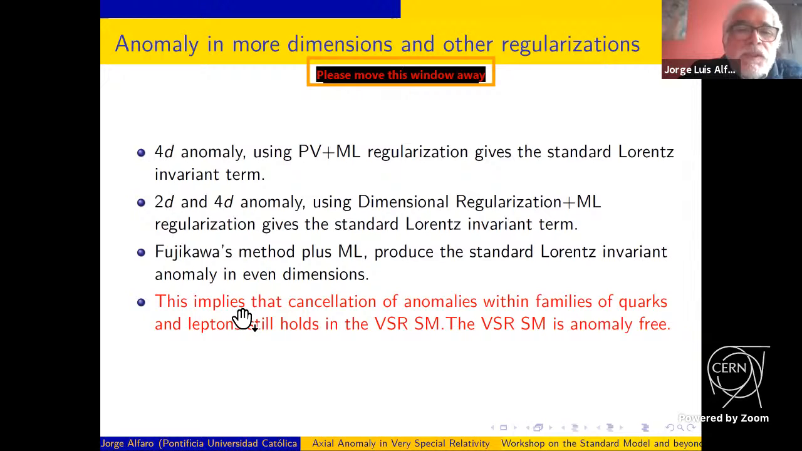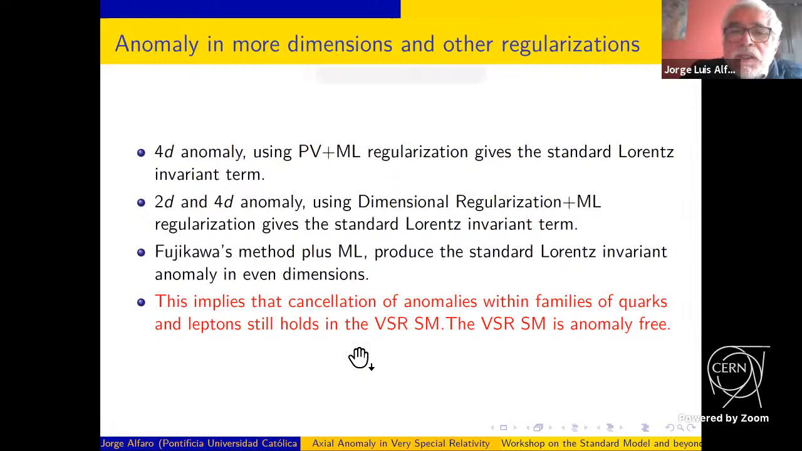An important point of this observation for the very special relativity standard model is that it implies that cancellation of anomalies within families of quarks and leptons still holds in the VSR standard model. That means this model is anomaly free, which is important as a test for the model. If it were anomalous, then problems with renormalizability and unitarity would appear. So this is important for the consistency of this kind of model.